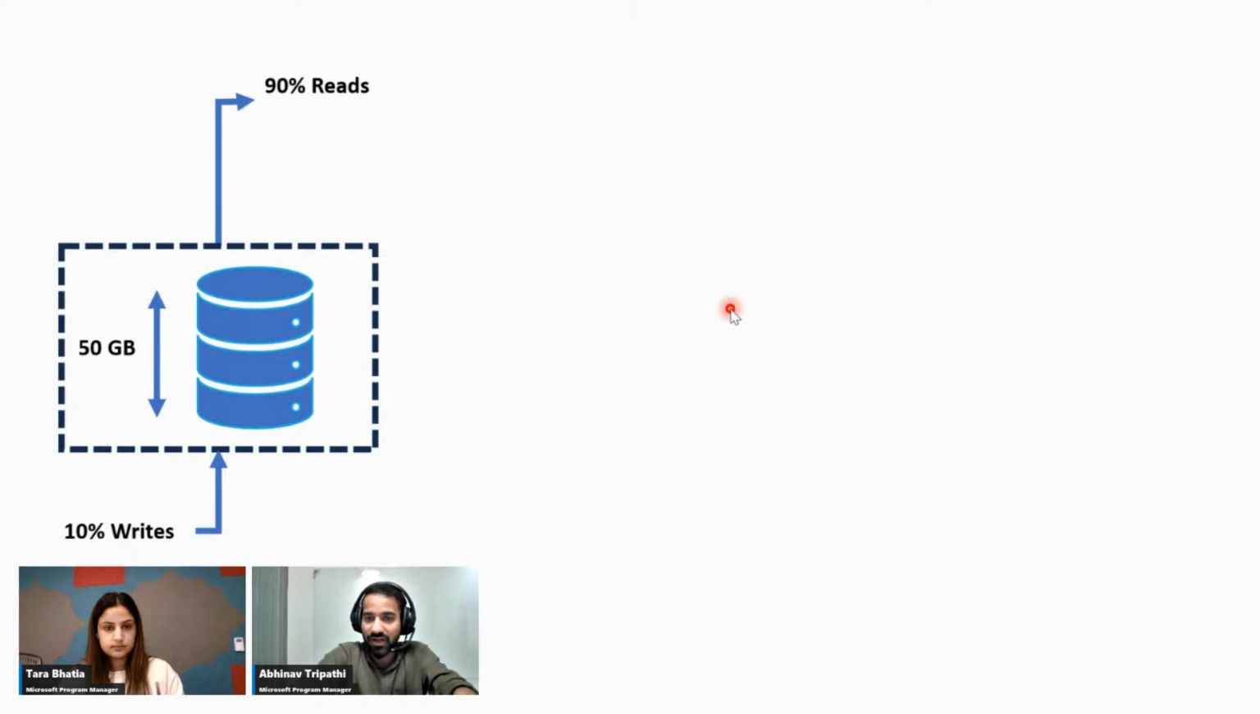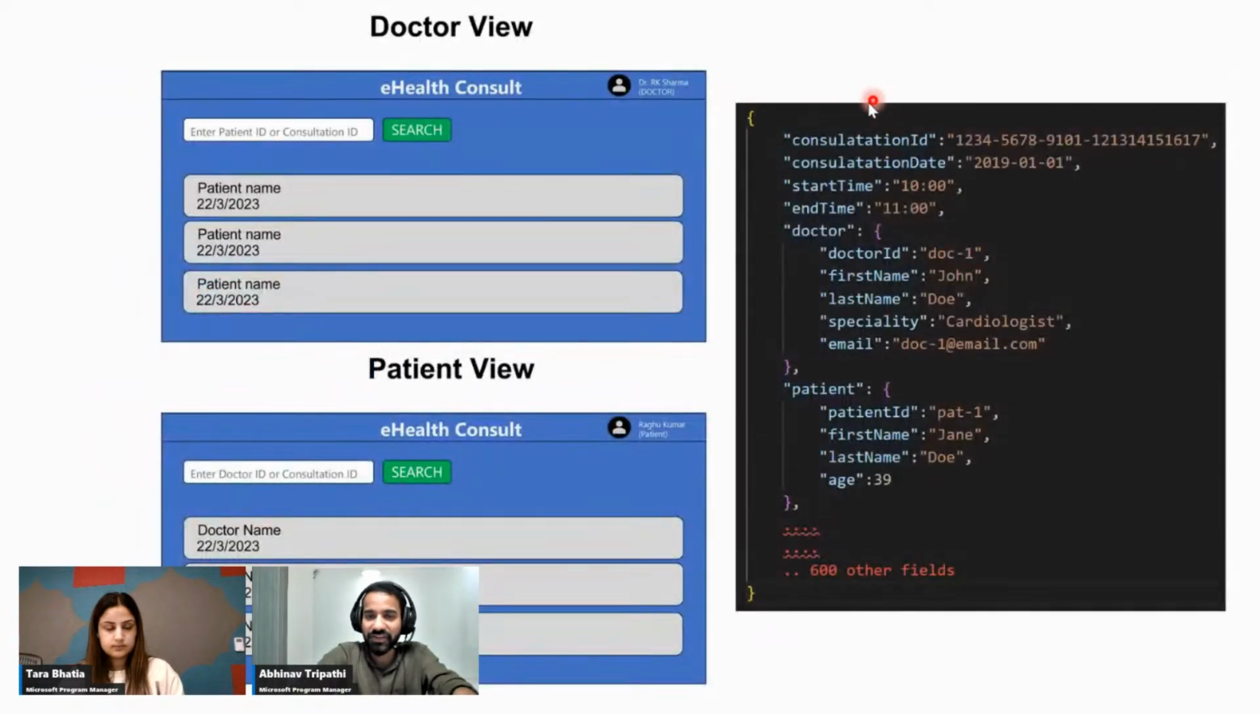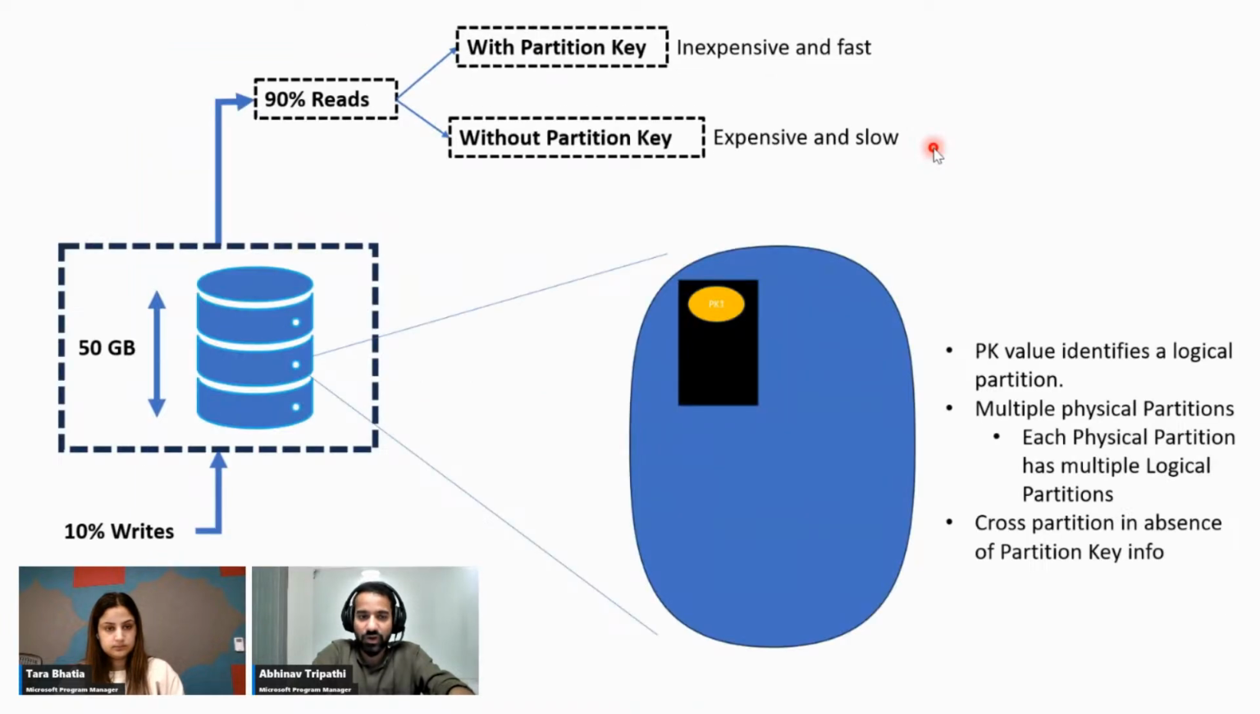If we go back here, if we specify consultation ID as a partition key, then for each unique value of this consultation ID, there is a logical partition. So depending on the choice of partition key, all the values with the same partition key value will be mapped to the same logical partition. If we have a partition key value as pk1, it will be mapped to this logical partition, which will reside inside a physical partition.